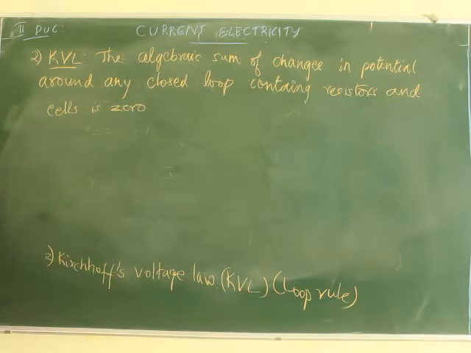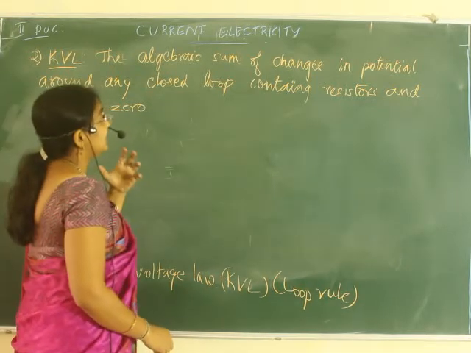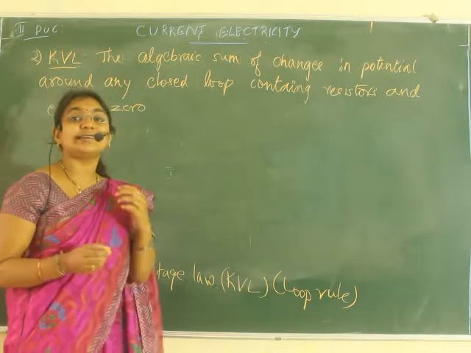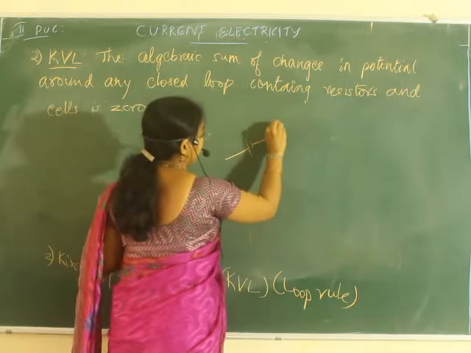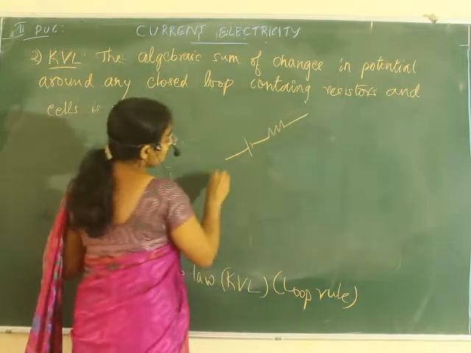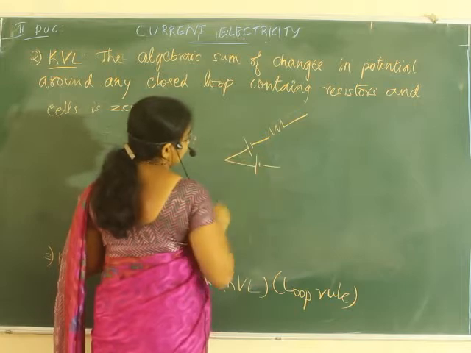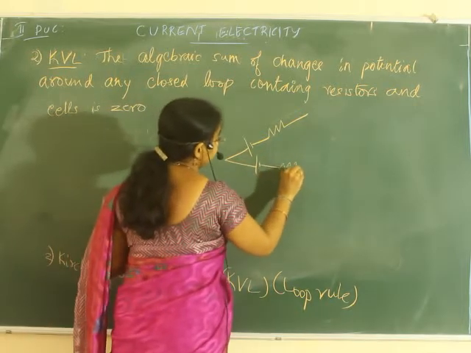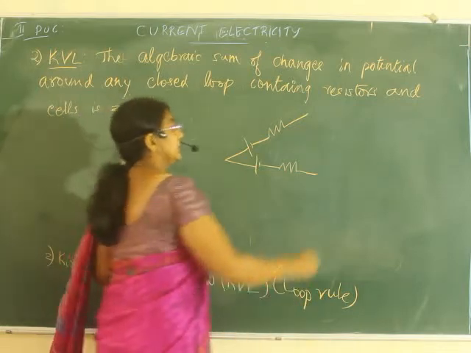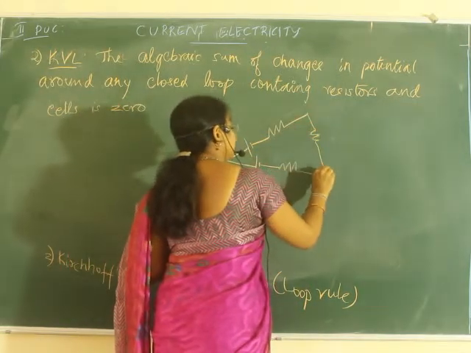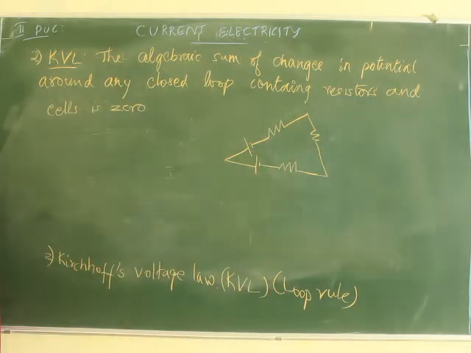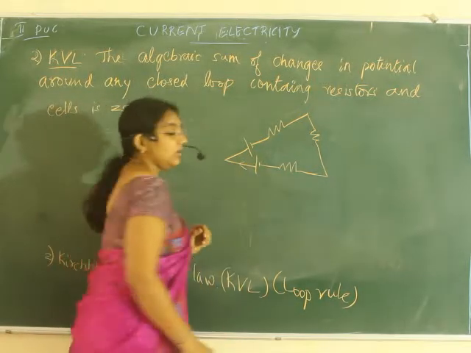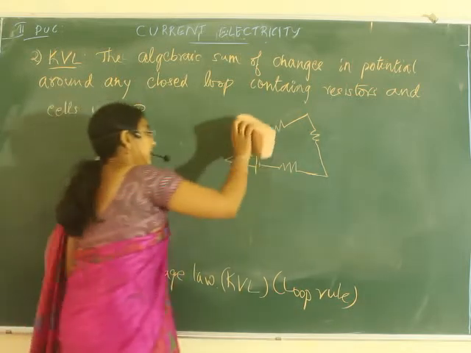So for that, let us draw a diagram. That is, let us draw a loop containing resistors and cells. One cell, resistor, another cell, resistor, correct? Another resistor. Okay, fine. This is nothing but a loop or I can call it as a mesh. Fine. The current comes. We'll do one thing. We'll change the direction of the battery so that it will be easy.